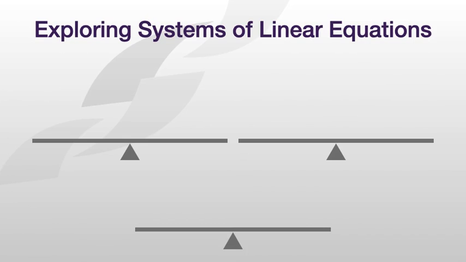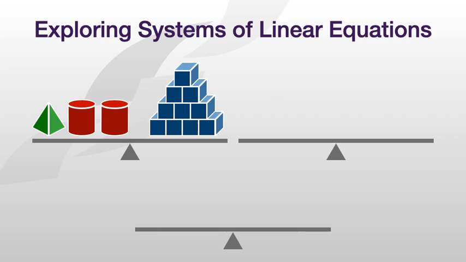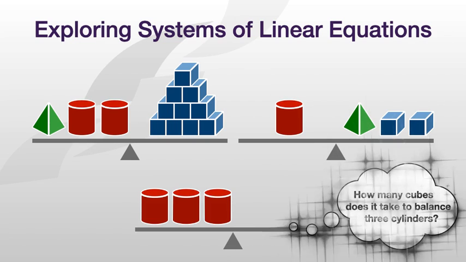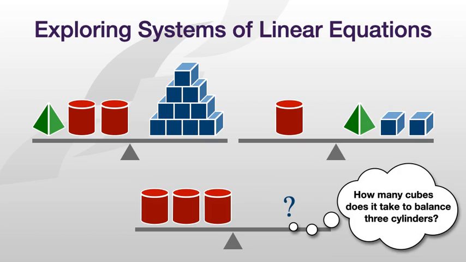Consider the following scales. On the scale on the left, one pyramid and two cylinders balances 10 cubes. On the scale on the right, one cylinder balances one pyramid and two cubes. Three cylinders are placed on one side of the scale at the bottom. How many cubes does it take to balance these three cylinders?